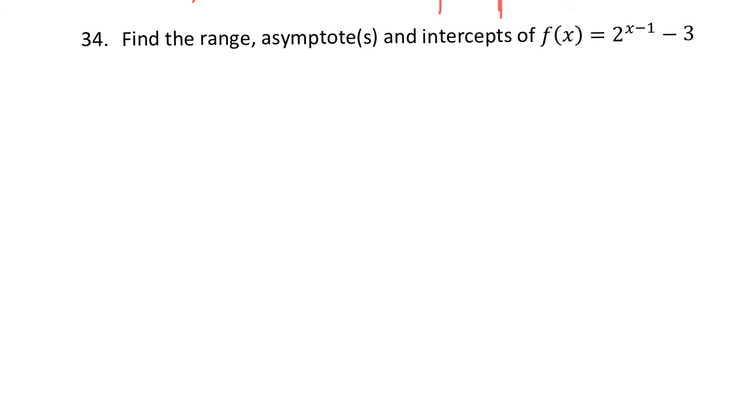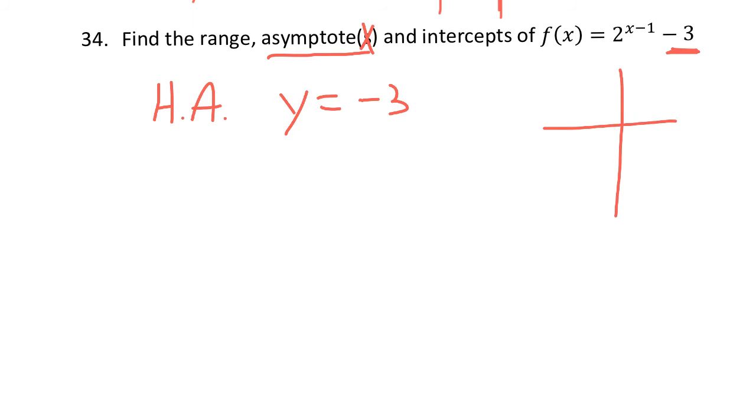Number 34, find this. I'm going to start with asymptotes because it helps me figure out everything else. Since it is an exponential function, it has a horizontal asymptote. And that horizontal asymptote is y equals, the graph moved down 3, y equals negative 3. Now, that means that the graph is going to look something like this. There's my horizontal asymptote. The graph will go up as you go to the right. So what we know is that the range is from negative 3 to infinity.